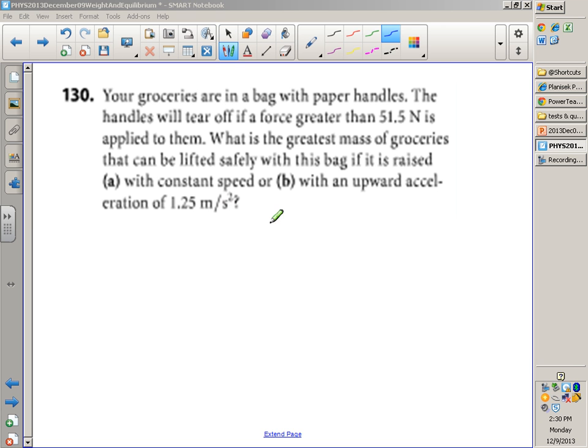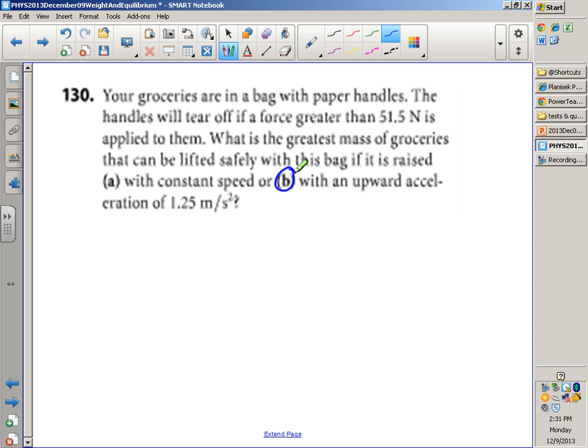We're going to look at part B first, where we lift this bag with an upward acceleration of 1.25 meters per second squared. That would be like you taking this bag, full of groceries, and lifting it off the counter to carry it to your car. What's the most amount of groceries that we can put in that bag without the bag tearing?